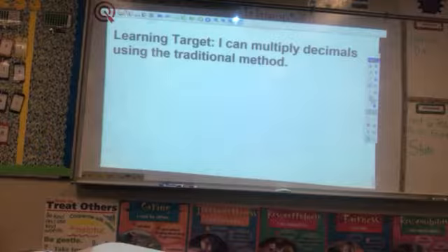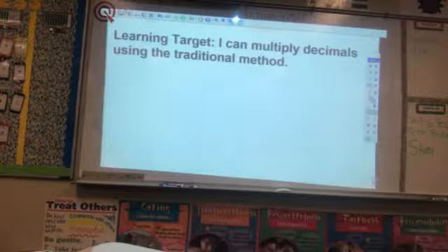So learning target, I can multiply decimals using the traditional method. If you are not someone who uses the traditional method, all you gotta do is click out and go back and click on the second video, which is your break apart method, i.e. the box method, that you actually draw and do your multiplication, okay?